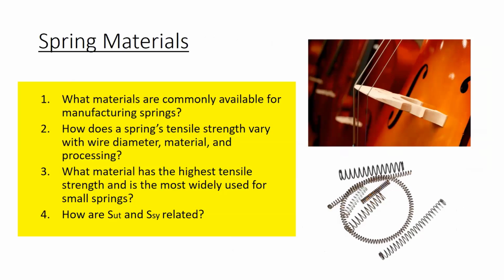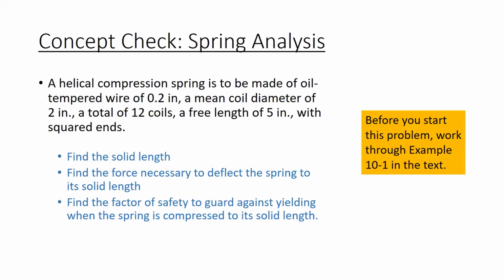If you have the 10th edition, it might be the same in the 11th edition of Shigley, but it's a pretty interesting chapter. So you're going to read and answer some questions on the quiz pertaining to the following. What materials are commonly available for manufacturing springs? And how does a spring's tensile strength vary with wire diameter, material, and processing? What material has the highest tensile strength and is the most widely used for small springs? And how are the ultimate tensile strength and the torsional yield strength related? So you'll have a spring analysis concept check on the quiz.